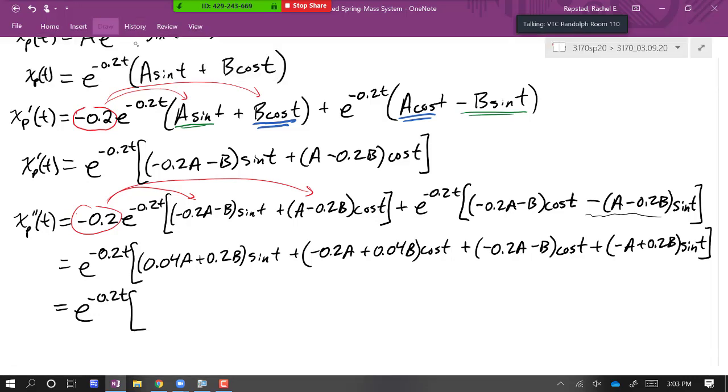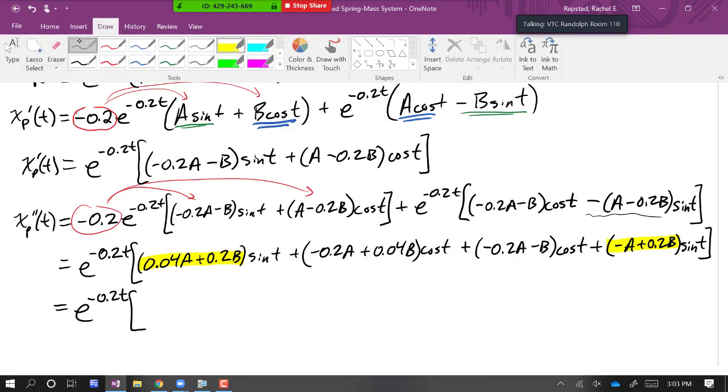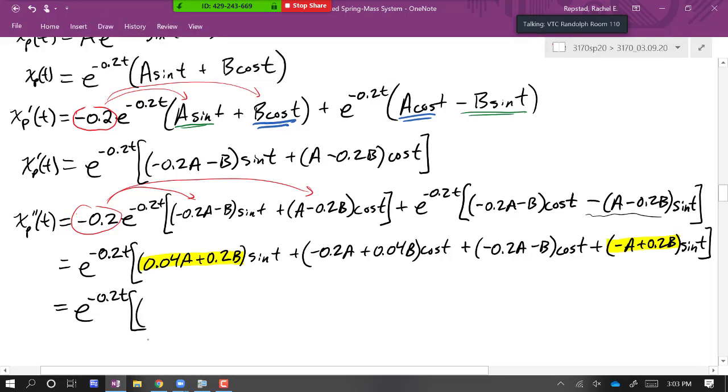So let's figure out our coefficient on sine first. There's a sine coefficient here, and here's a sine coefficient. I'm gathering the sine terms, and then within those coefficients I have some like terms. I've got so many a's and so many b's. So I've got positive 0.04a and then a negative a. So 0.04 minus 1 is negative 0.96, and then plus 0.4b.